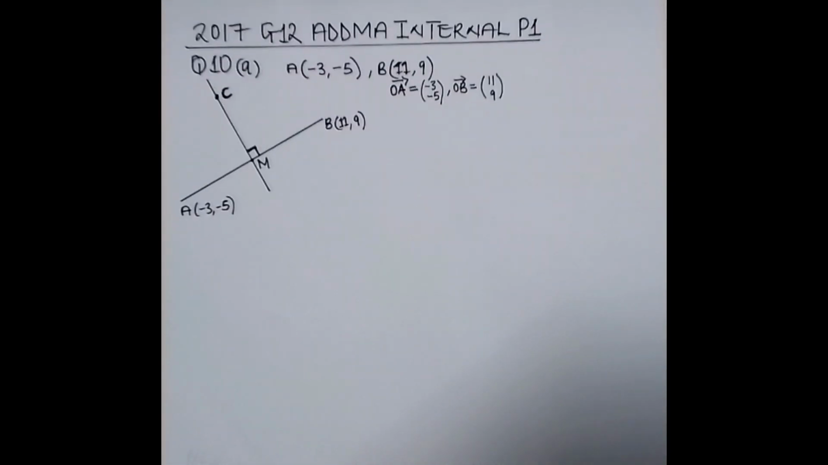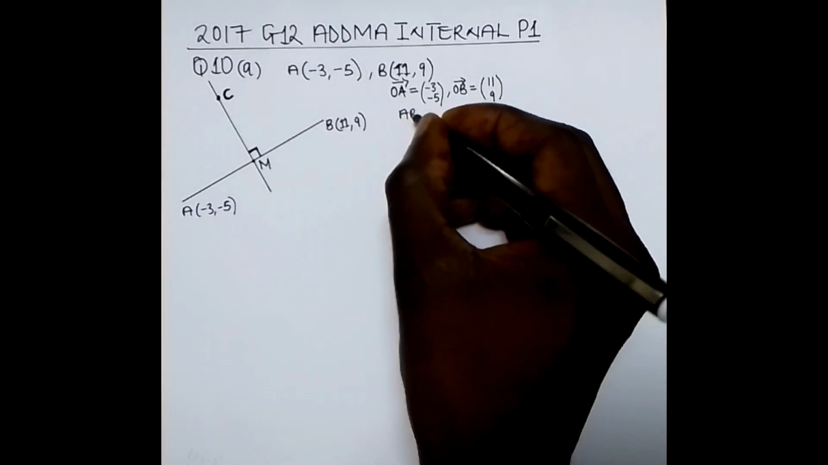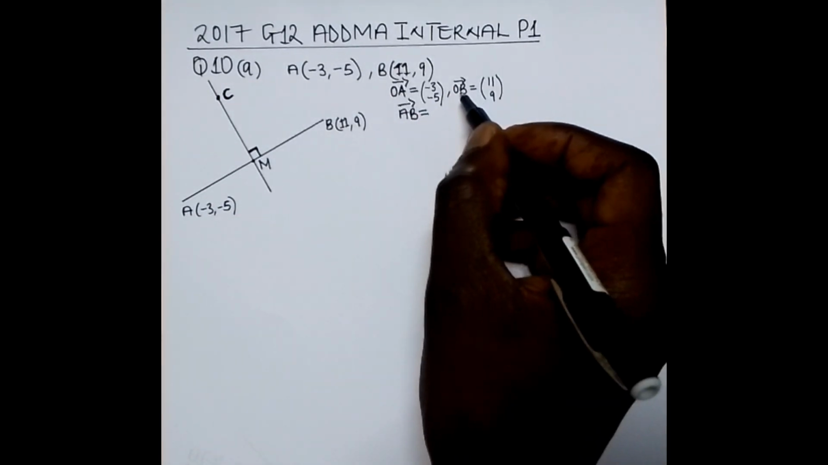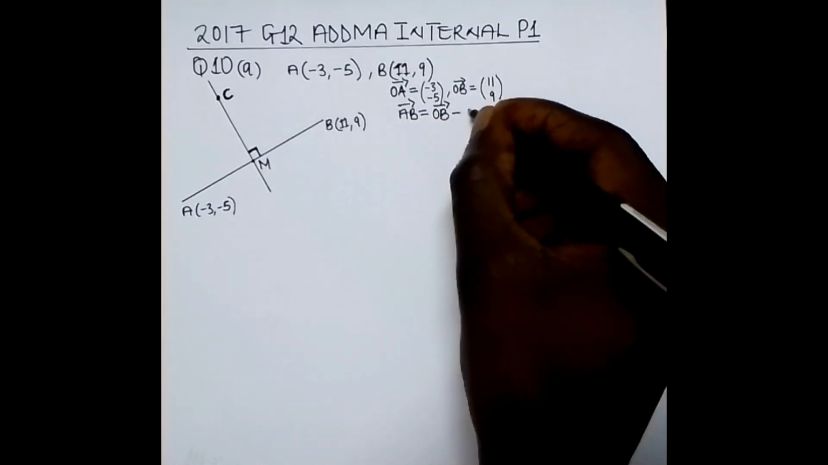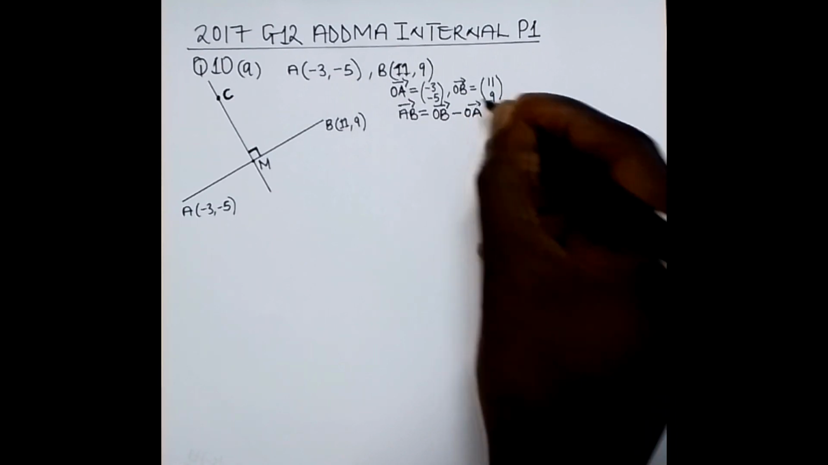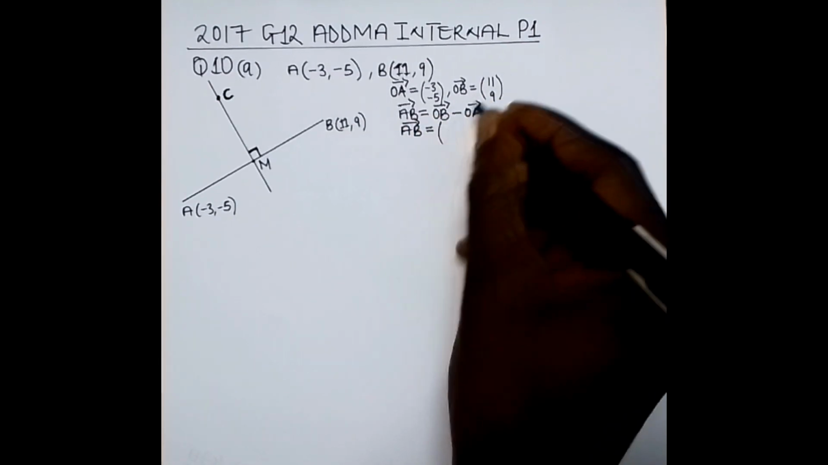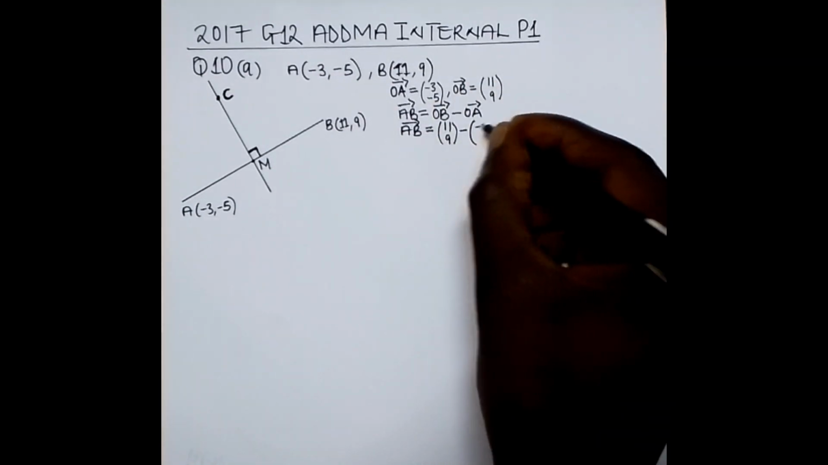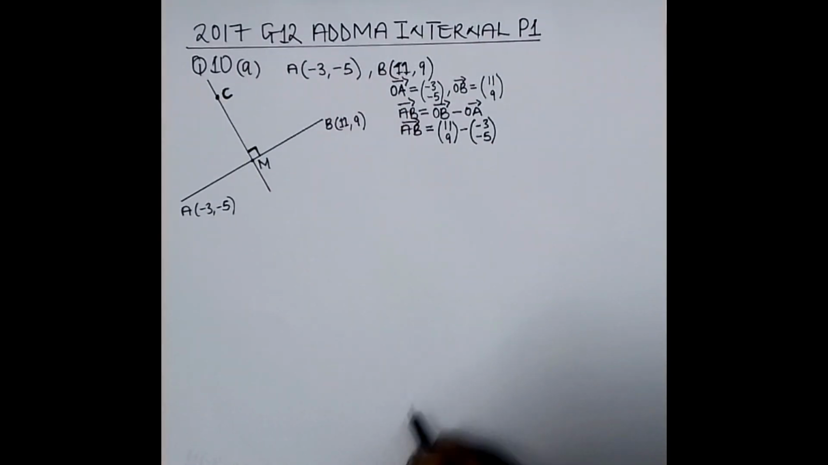Once we have OA and OB, we can get the direction vector of the line AB. So what is the direction vector of the line AB? The AB vector is a simple subtraction: OB vector minus OA vector. If you subtract, we start with 11, 9, subtracting negative 3 and negative 5. What does this subtraction give us?